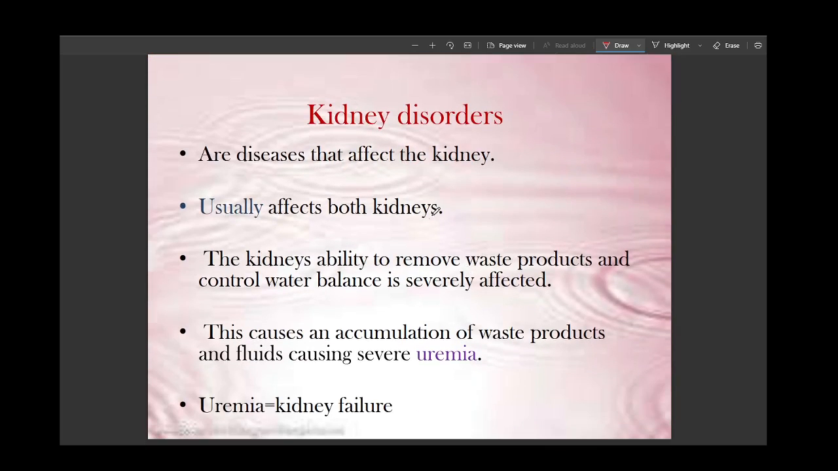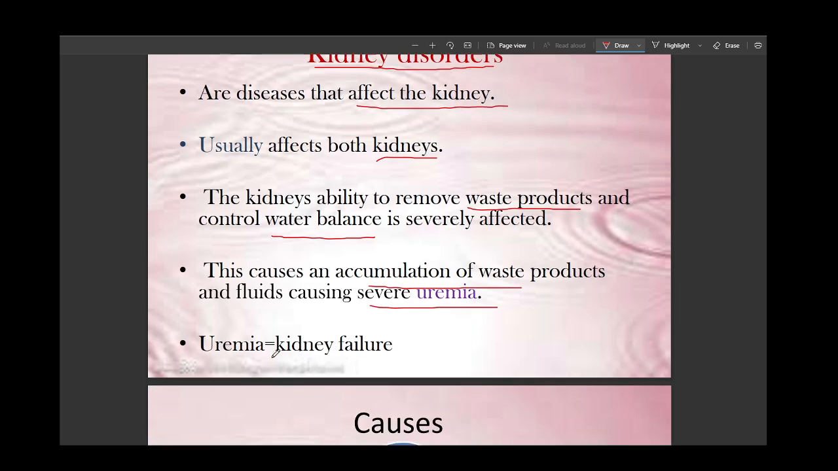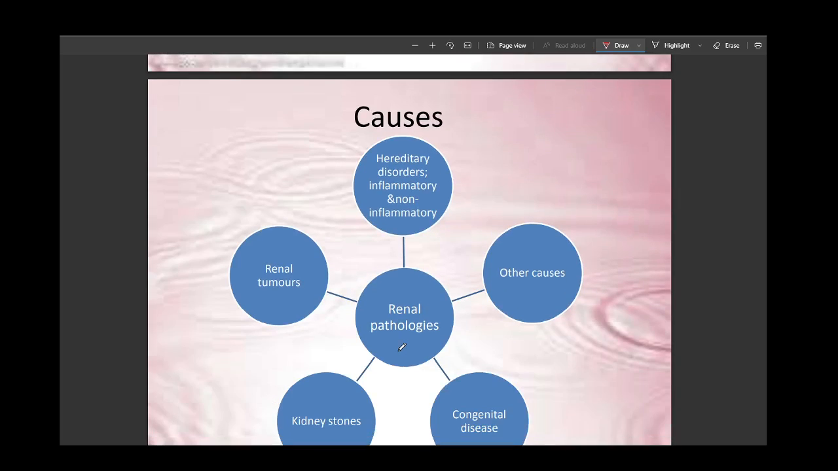Okay, so kidney disorders. These are the diseases that affect the kidneys, and they usually affect both kidneys. They affect the ability to remove waste products and control water balance. The accumulation of waste products and fluid causes severe uremia, and uremia is equal to kidney failure. What are its causes? Hereditary disorders, inflammatory and non-inflammatory, congenital diseases, cancers like lymphoma, or multiple myeloma.